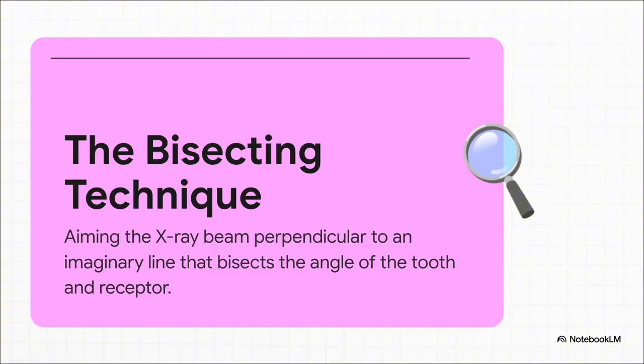Now, I know it sounds super technical, but just think of it like this. You've got the angle of the tooth, right? And then you've got the angle of the little sensor they put in your mouth. This technique is all about finding the exact middle point between those two angles and aiming the X-ray beam right at that imaginary line. It's literally about splitting the difference to get an image that's true to life.